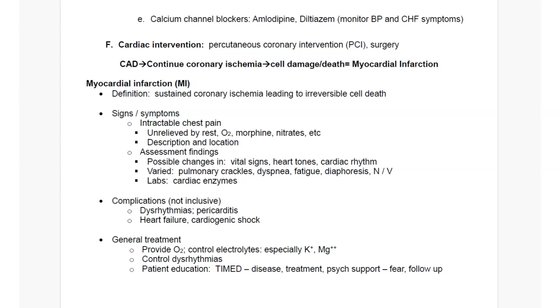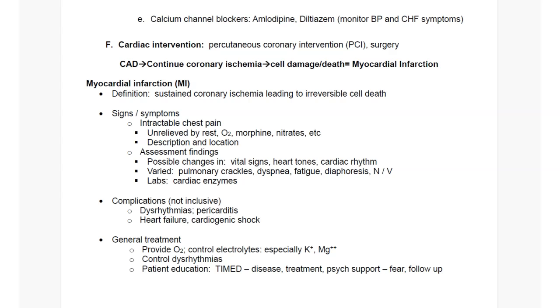MI can lead to dysrhythmias or abnormal heart rhythms, pericarditis or inflammation of the pericardial sac of the heart, and you can also have heart failure from MI. And some patients may develop cardiogenic shock. This is when the heart completely shuts down and is unable to pump without some assistance, or sometimes it just completely shuts off, right? Anyhow, so what are our general treatments for MI?